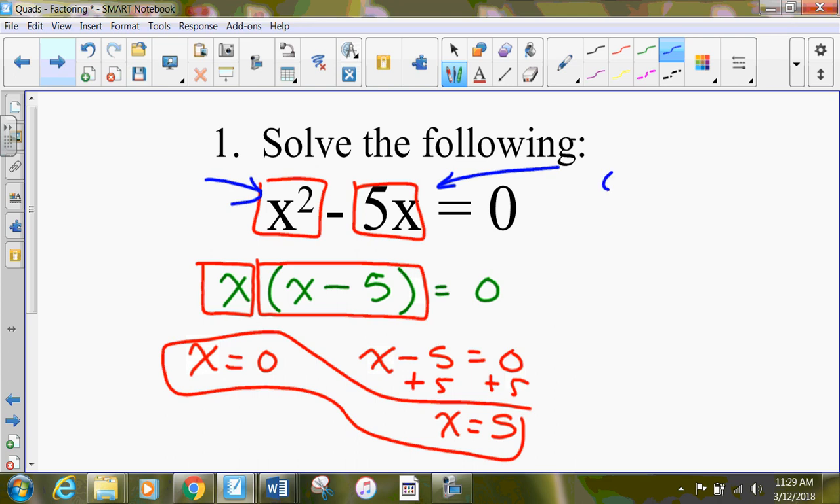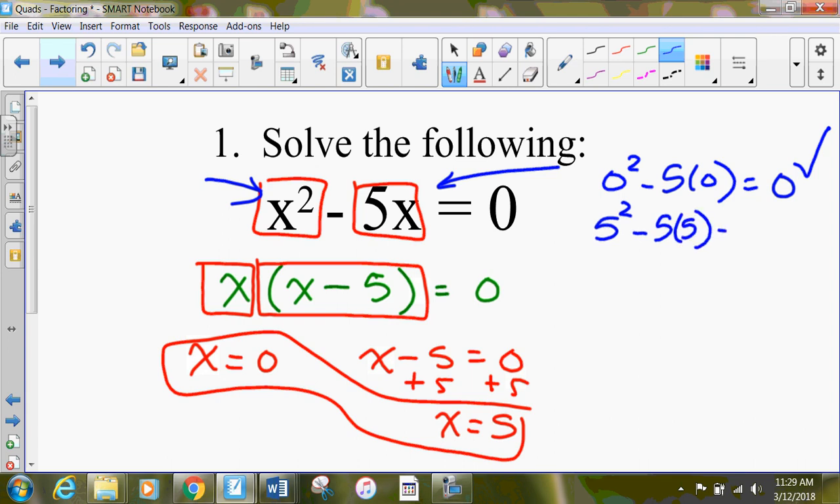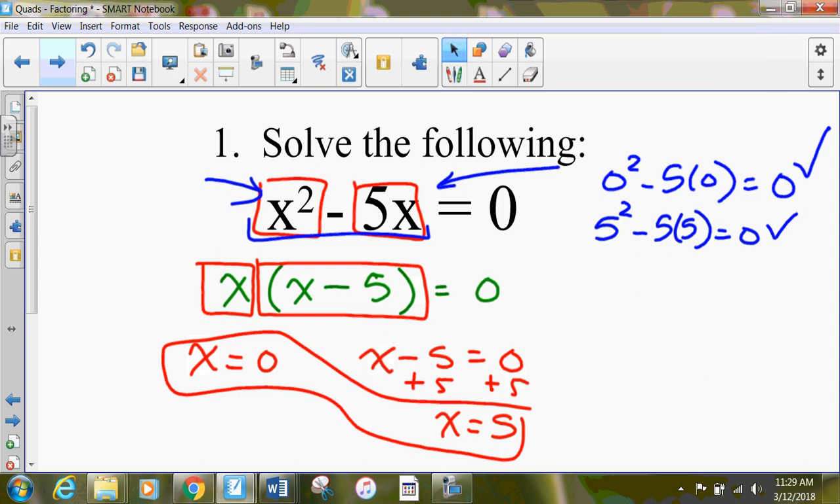We could plug in 0. 0 squared minus 5 times 0. If you plug that in your calculator, you'd get it's equal to 0. Yep, that works. If you were to plug 5 in, 5 squared minus 5 times 5, yep, that also equals 0. These are the two values that work when one side is equal to 0. These are the two values that give us 0.